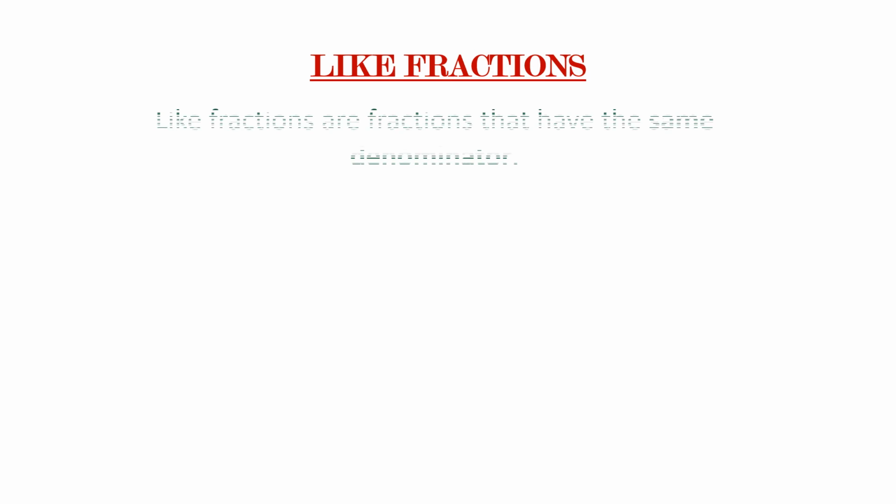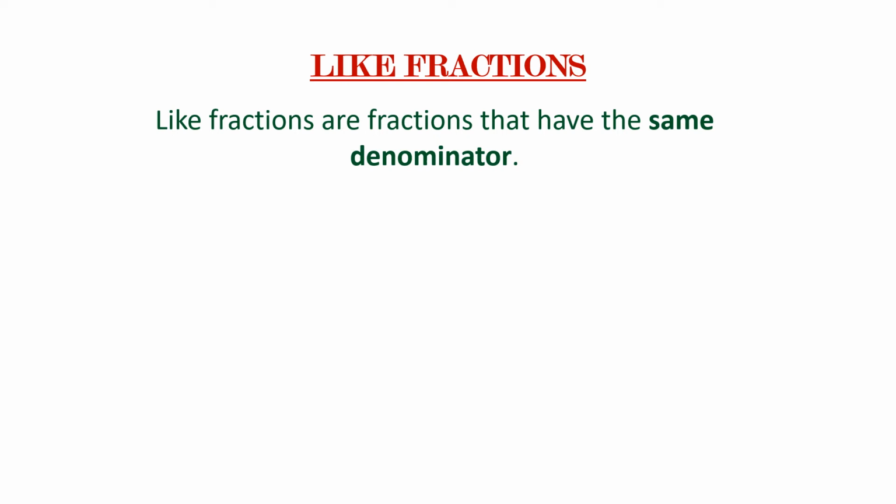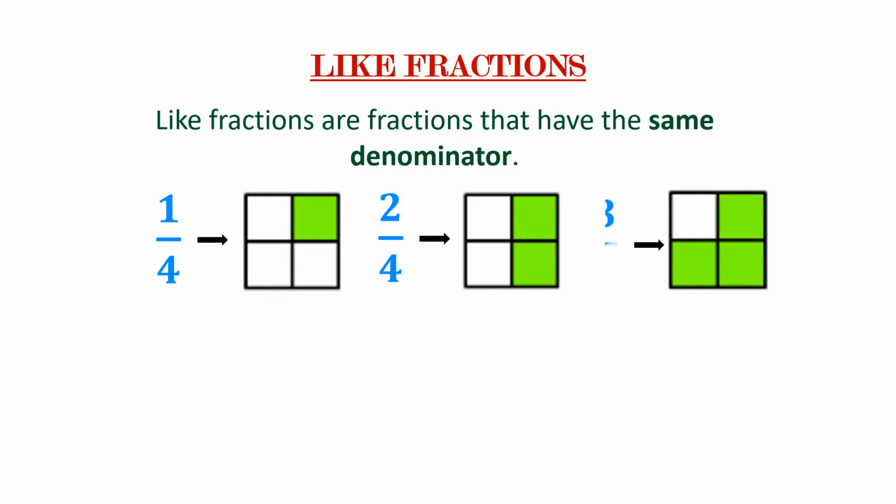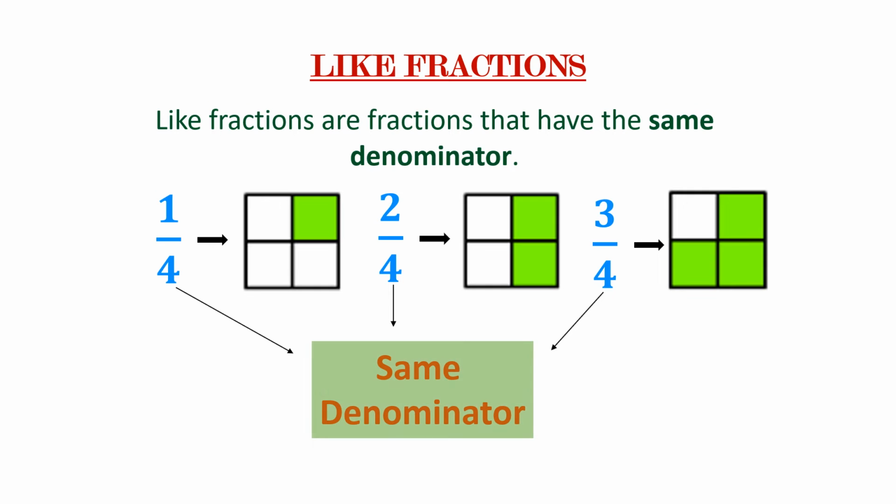Like fractions. Like fractions are fractions that have the same denominator, or we can say that a group of 2 or more fractions that have the exact same denominator are called like fractions. As we see in the examples, 1/4, 2/4 and 3/4 have the same denominator, which is 4.